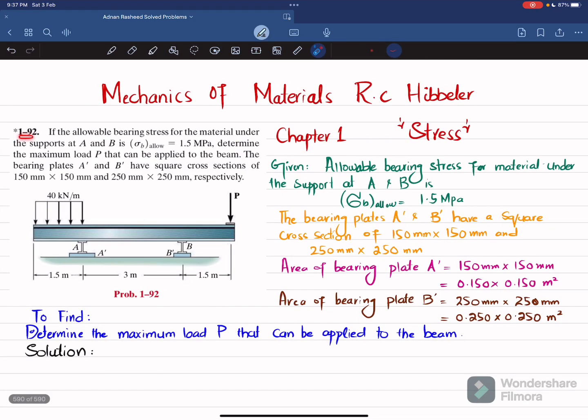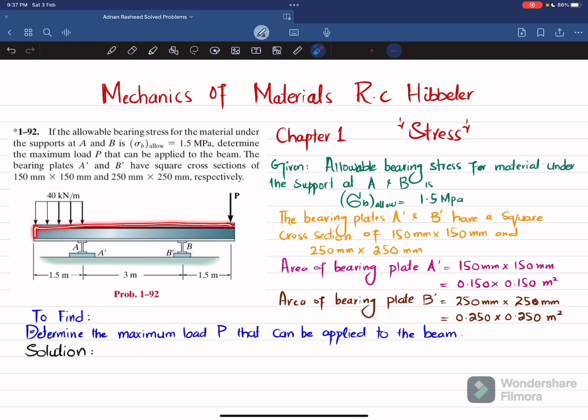Welcome back. Problem 1-92. This problem is taken from chapter number 1, that is stress, and the book name is Mechanics of Materials by R.C. Hibbeler. The statement is: if the allowable bearing stress for the material under the supports at A and B is 1.5 megapascal, determine the maximum load P that can be applied to the beam. The bearing plates at A dash and B dash have square cross sections of 150 by 150 millimeter and 250 by 250 millimeter respectively.